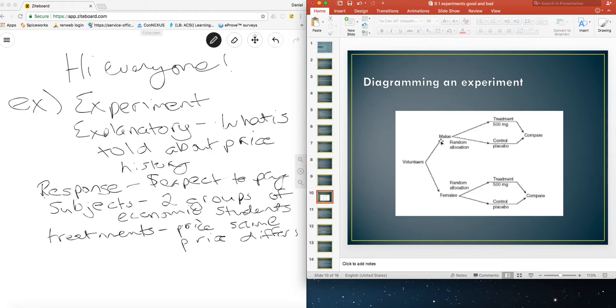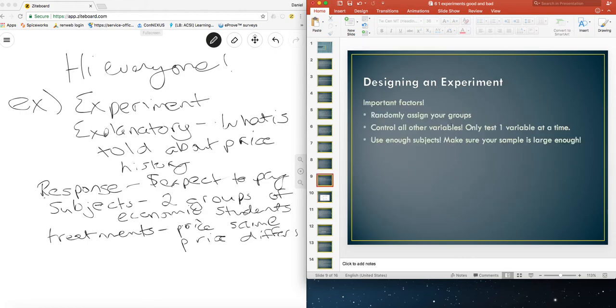Sometimes we don't even break it up. Sometimes we don't divide male and females. You could do it as high school students and college students. You could do it 9th and 10th graders. You could do it really any way that you could break people up. Or, like I said, you don't have to.